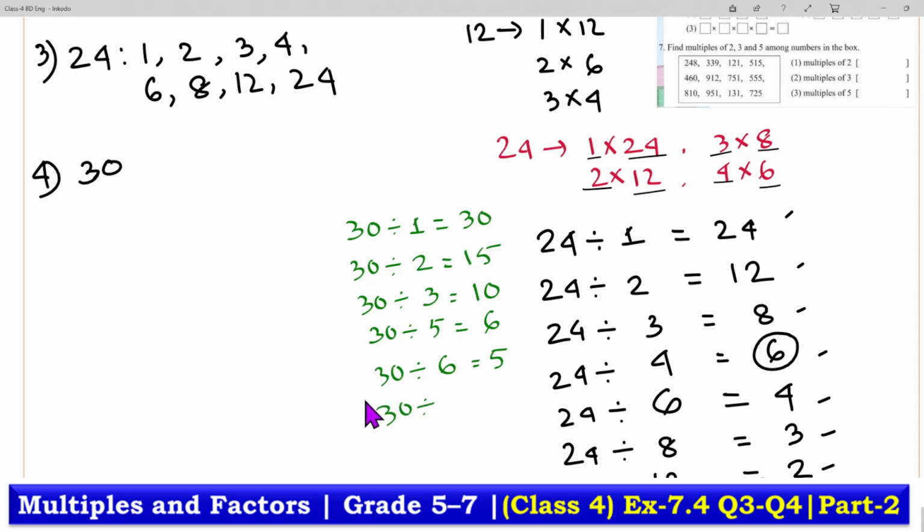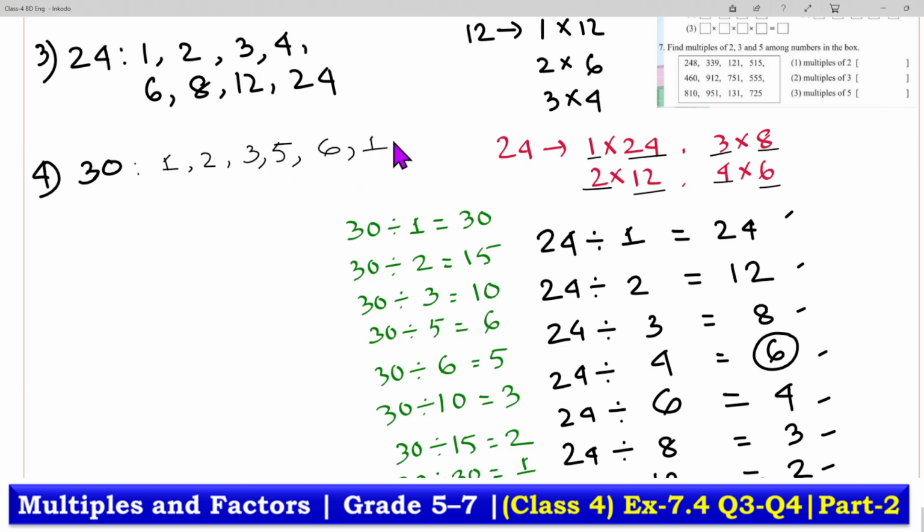7 is not possible, 8 is not possible, 9 is not possible, 10 is possible, so we will get 3. 11, 12, 13, 14 are not possible, 15 is possible, then we will get 2. And finally 30 divided by 30, we will get 1. So what are the factors of 30? The numbers are 1, 2, 3, 5, 6, 10, then 15, and finally 30. Very simple.